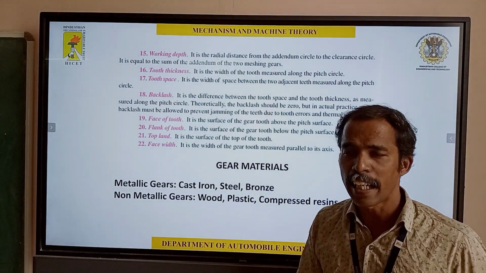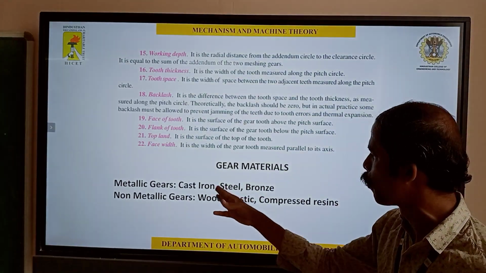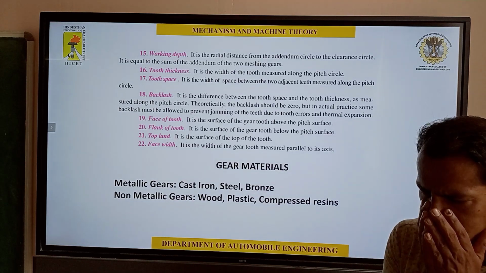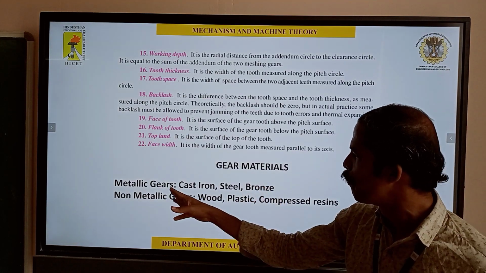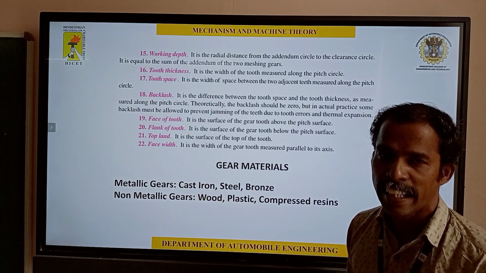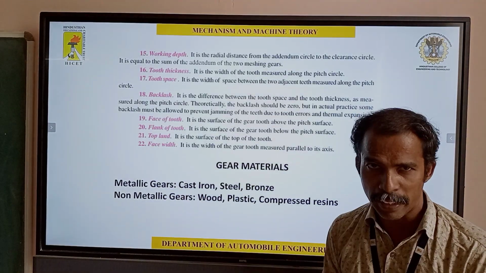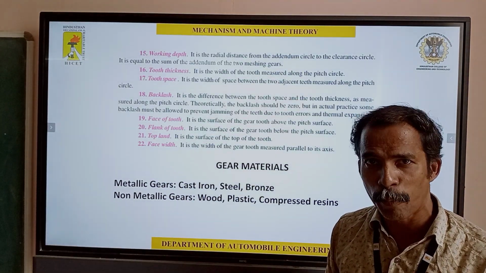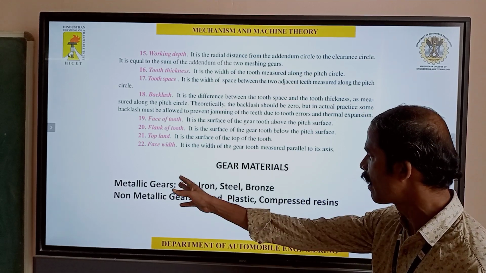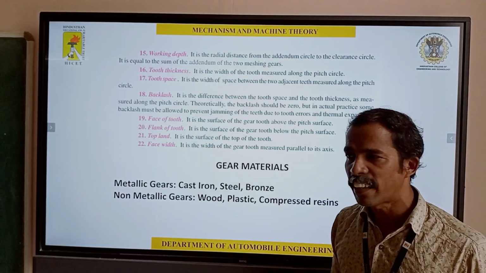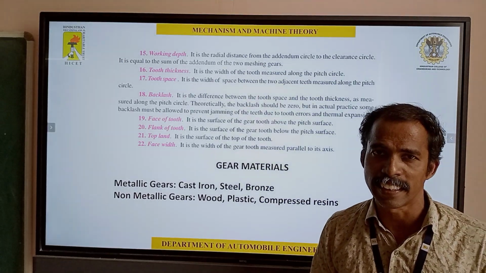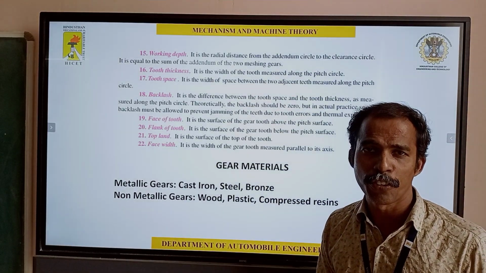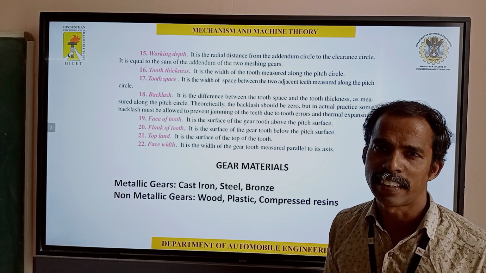And last, gear materials. We use cast iron, steel, and brass to manufacture metallic gears, which are used in the automobile industry or machinery. Some non-metallic gears can also be used, made of wood, plastic, and compressed resins. Plastic gears are also used in toys, etc.